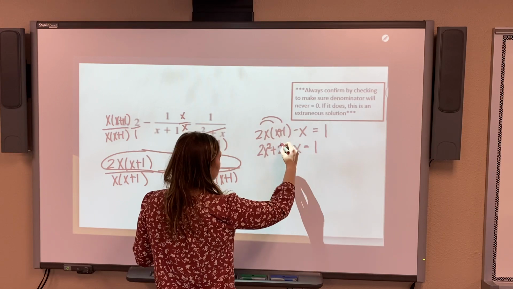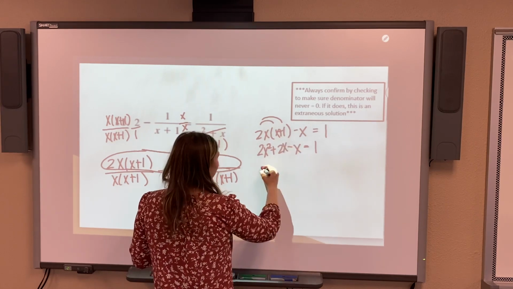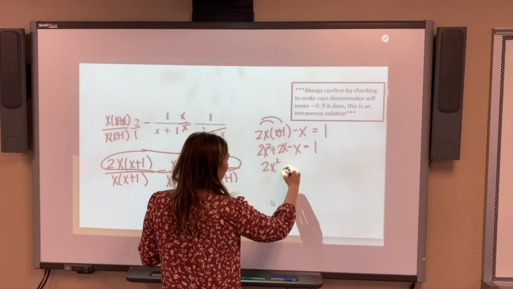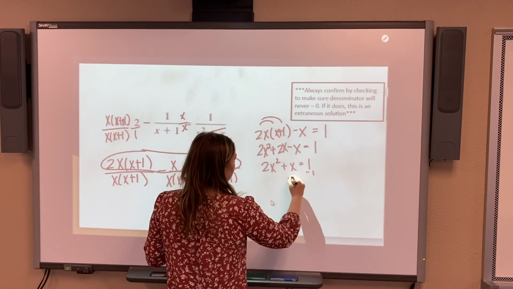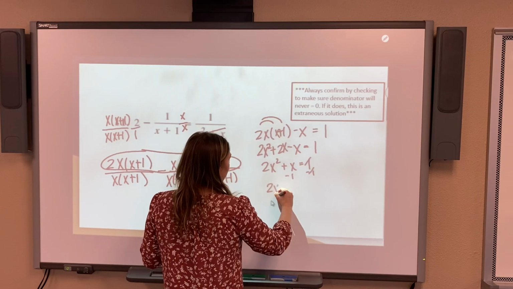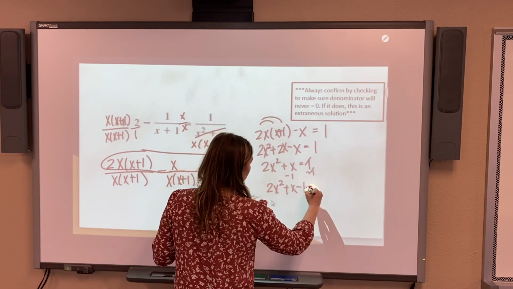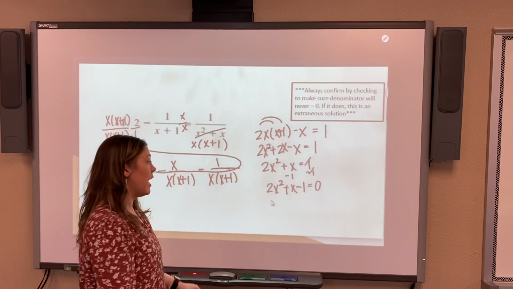Subtract over, sorry, we have 2x squared, 2x minus x is a positive x, is equal to 1. Move everything over, subtract our 1. So we have 2x squared plus x minus 1 is equal to 0. So now we can factor this.